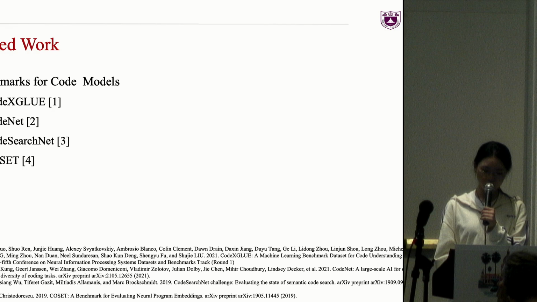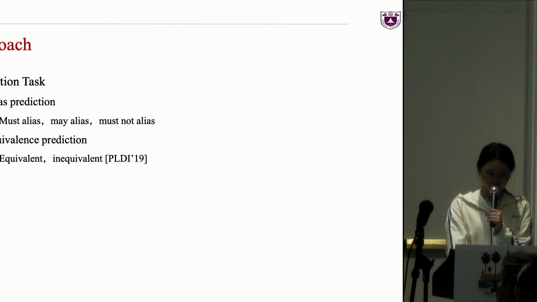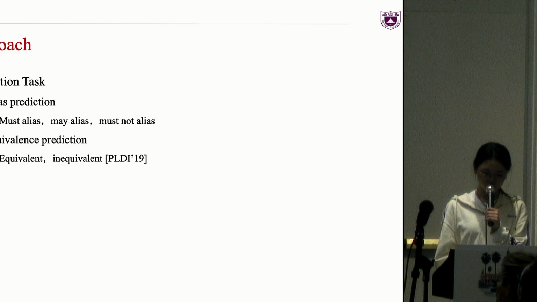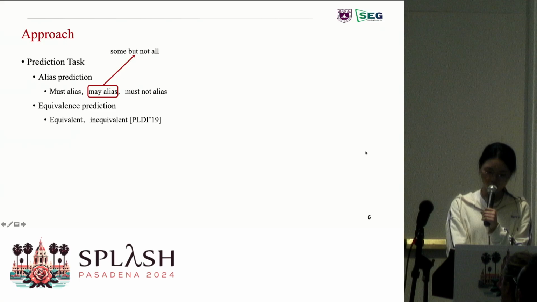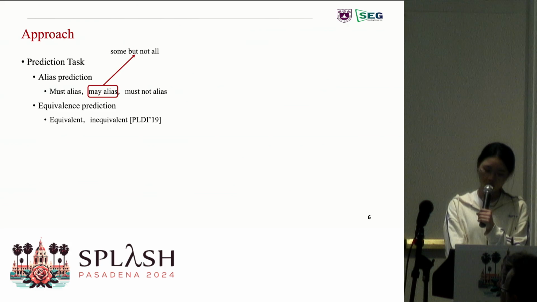Regarding research approach, we first define the two prediction tasks. Alias prediction is derived from alias analysis. It checks whether two pointer variables refer to the same memory location at a particular program point, and will return three possible results: must alias, may alias, and must not alias. We adjust the definition of may alias here. Two variables are may alias at a program point n if for some but not all executions to n, they refer to the same location. We define it this way to exclude must alias from may alias.